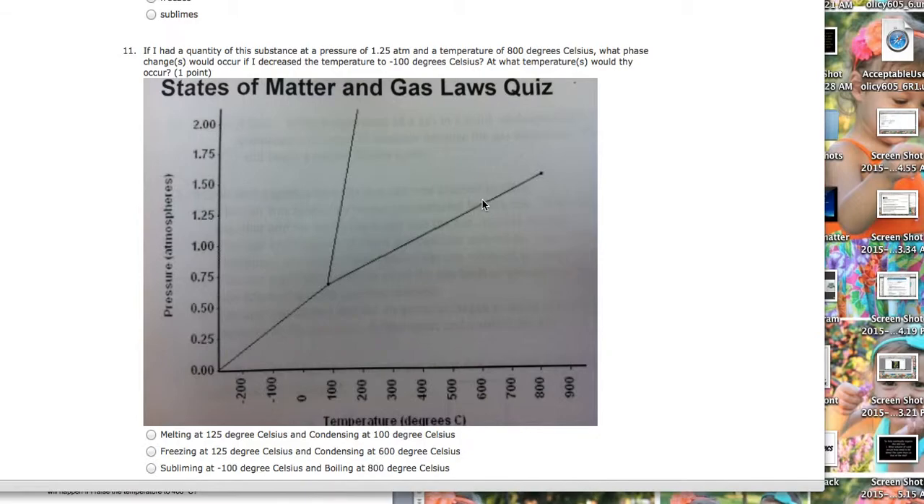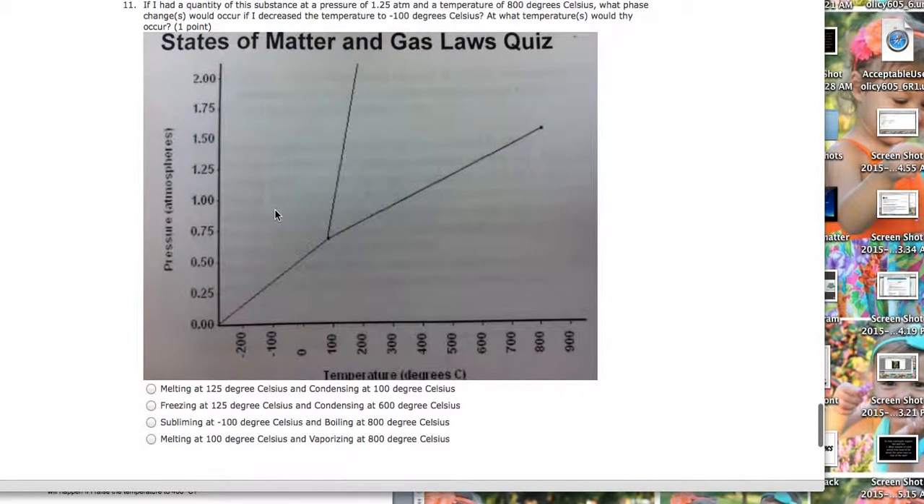So we're going through a phase change there. Coming back. Going through a phase change here. All the way to negative 100. All right. We want to know what phase changes would take place from here all the way back here, and at what temperature would those phase changes happen.